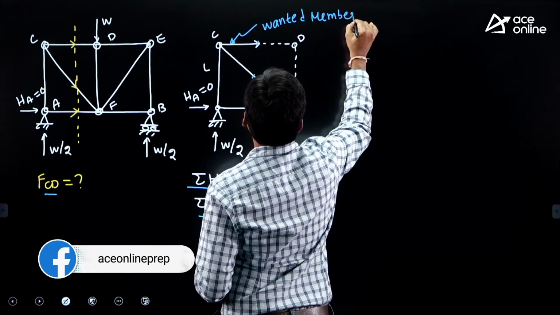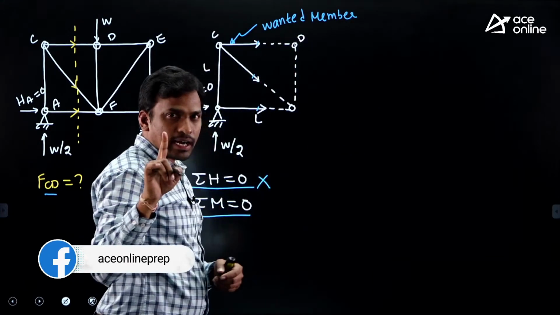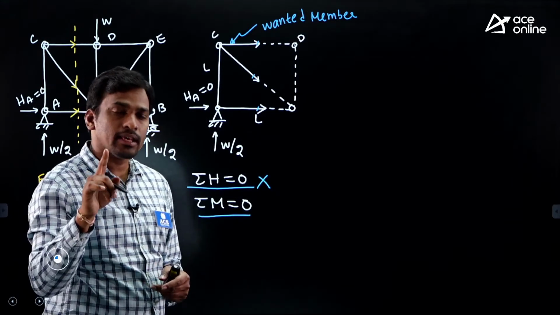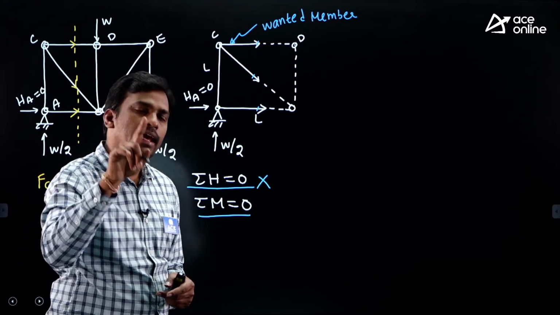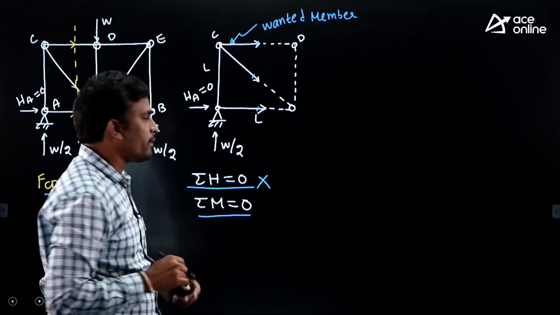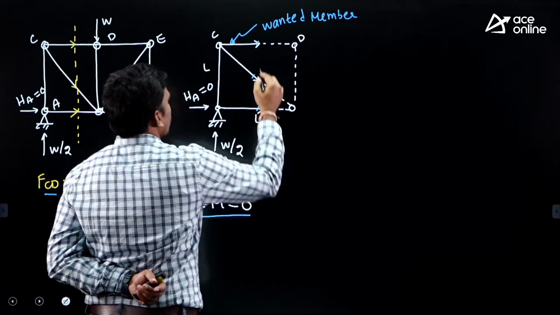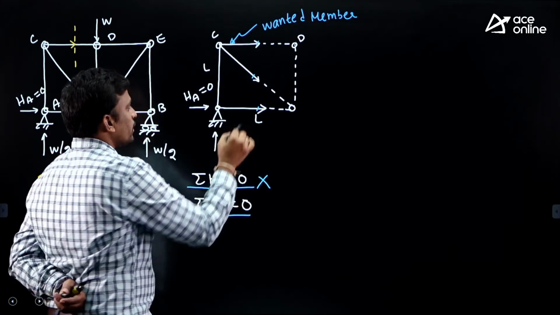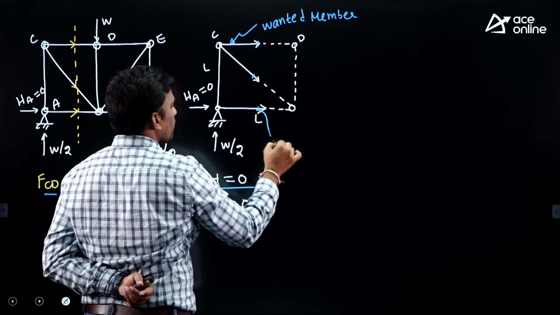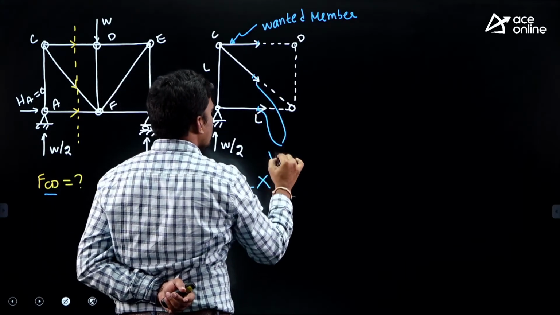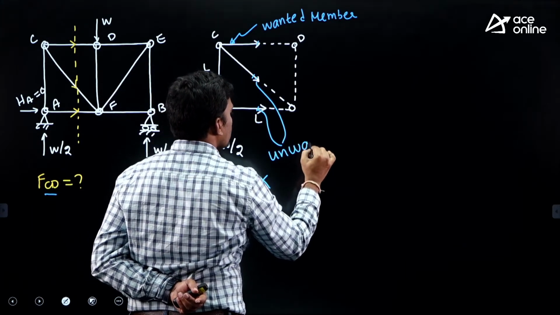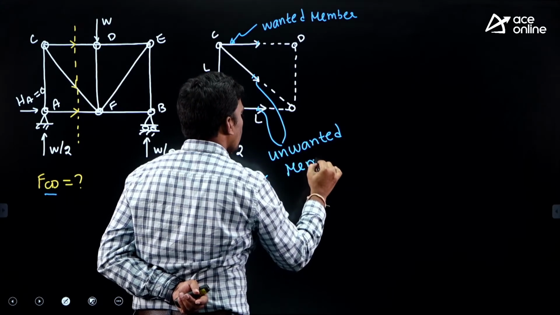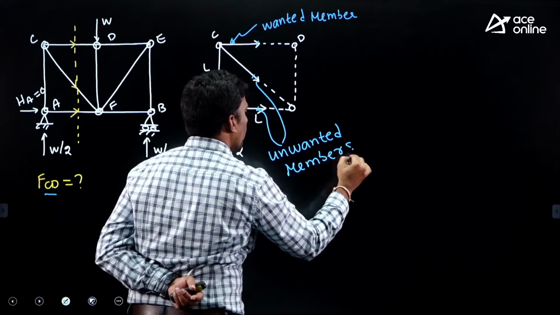Students, we have to do analysis only for cut members. Don't consider the rest of the members. In the equation, we have to consider only cut members. Now, this is a wanted member, and what are the rest of the cut members? This is a cut member, this is a cut member, right? Now, the rest of the cut members are unwanted members.